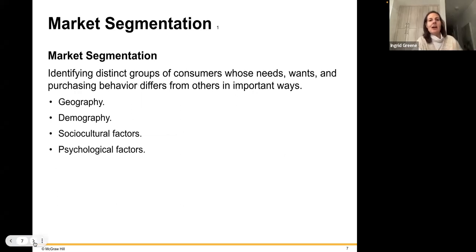Market segmentation. How do we break down a market? This is identifying distinct groups. So when you start to create a product and market and advertise it, you want to think about who am I advertising to? And then you might want to break it down by geography, maybe demography, maybe social cultural factors, and psychological factors. So this identifies what the consumer needs, wants, and purchasing behaviors are, and how they differ from group to group.